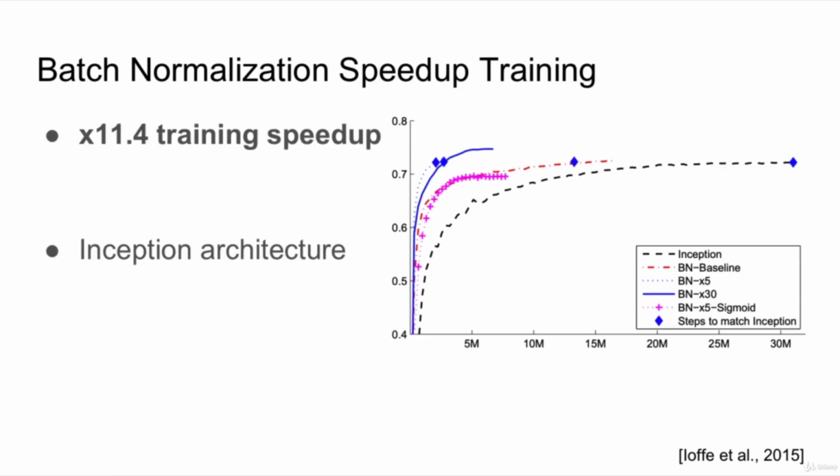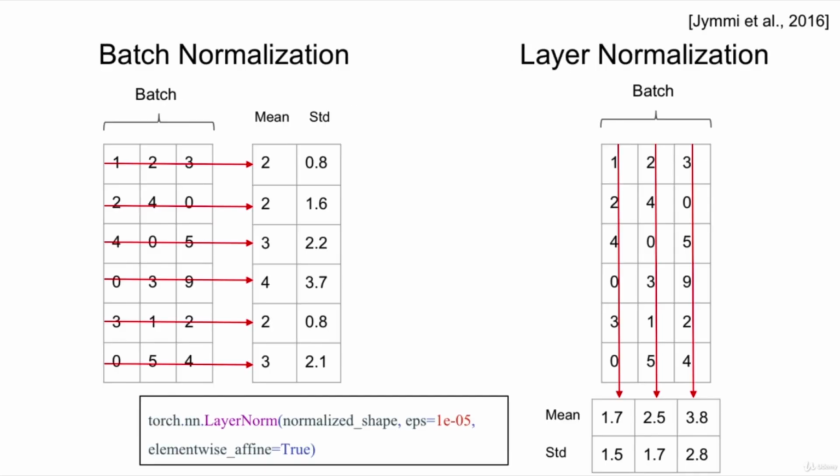It turned out that with batch normalization, the training time decreased by 11 times on the Inception architecture, which we will study in the next module. Just imagine, inserting several batch normalization layers can speed up our training by 11 times. It's amazing. There are many other normalization techniques besides batch normalization, like layer normalization, instance normalization, and so on.